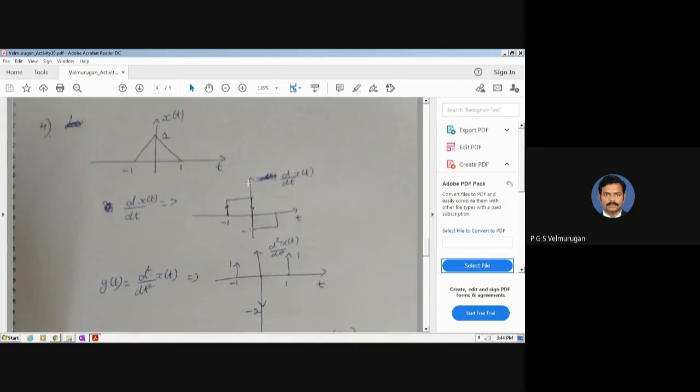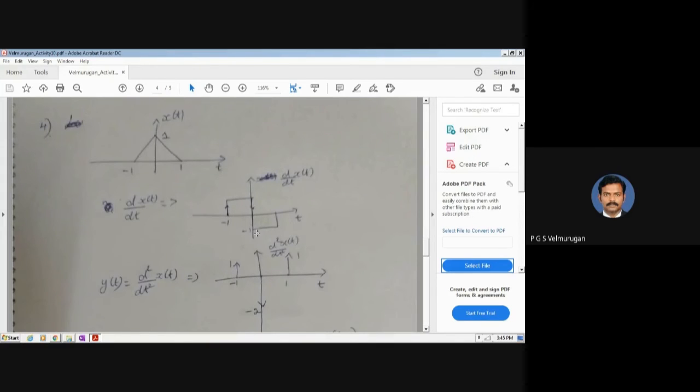So the problem given is a triangle waveform x of t, and we have to differentiate it with respect to t. First we will take this slope. This is a rising slope, and if we differentiate this one, we will get a rectangular pulse, with a slope of 1 divided by the time duration, which is also 1. So 1 by 1 you will get 1. So this will be like this, the first one, for the positive slope, and for the negative slope we will get a slope of -1.